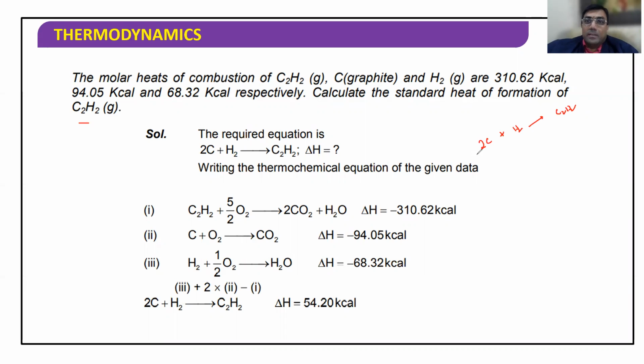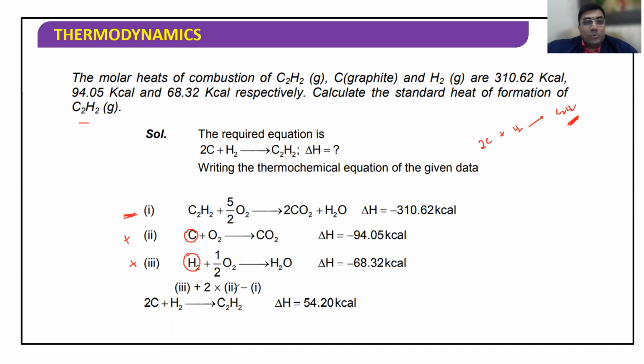Now listen carefully. Carbon is which side? Left side, sir. This is plus. Next, hydrogen is which side? Left side, sir. This is also plus. Next, acetylene is which side? Right side. So here you have to do minus, because it is on the right side. Are you following?